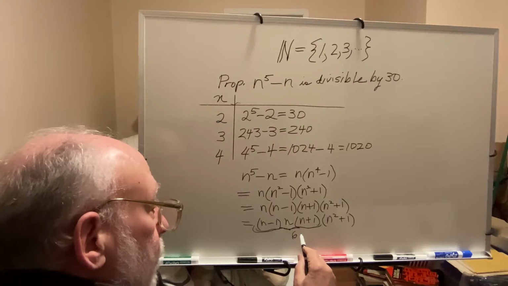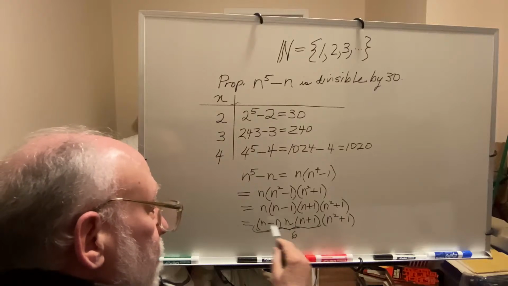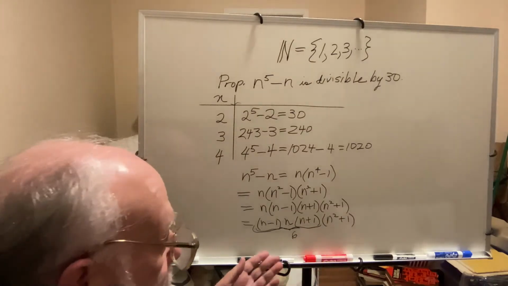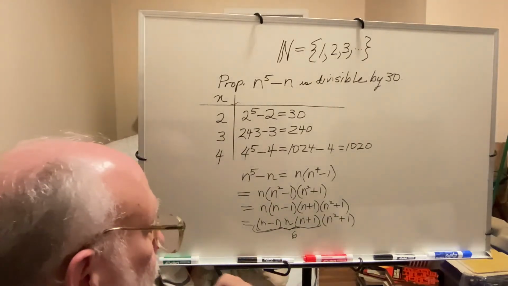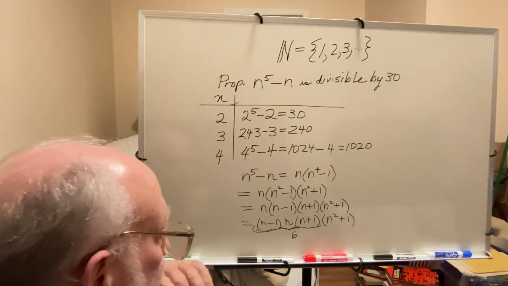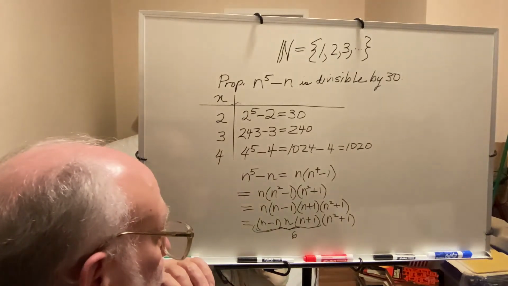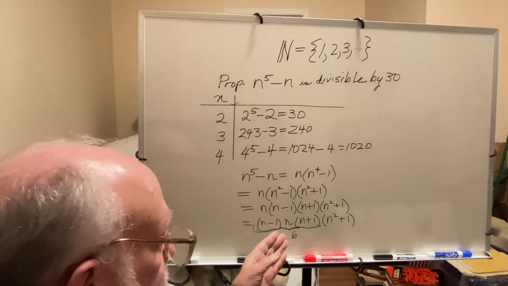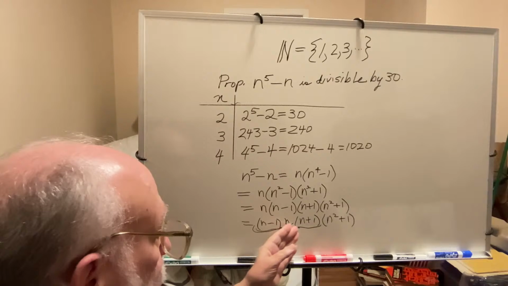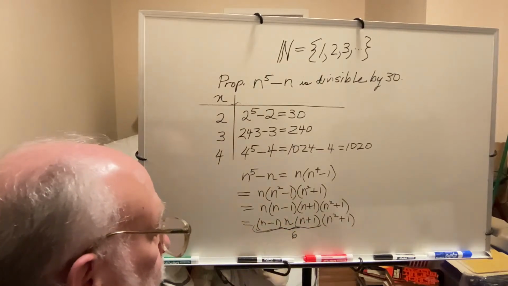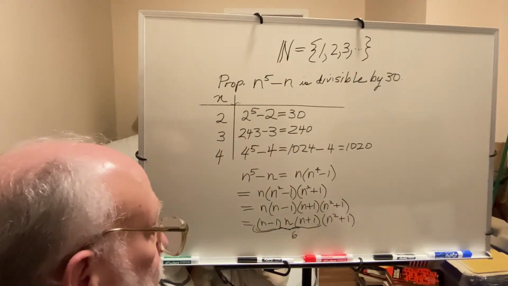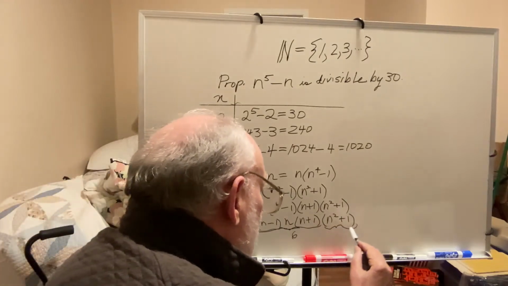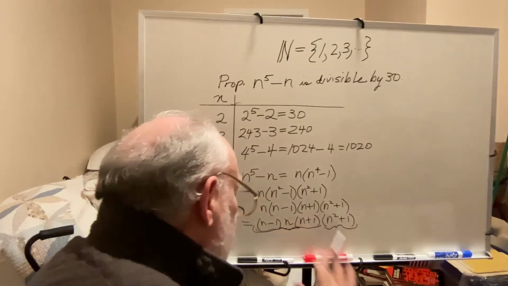Now, all we have to show is that this expression is divisible by 5, because 6 and 5 are relatively prime. So their greatest common divisor is 1. If the multiple of 5 occurs in these factors, then we're done. But supposing that the multiple of 5 occurs out here.